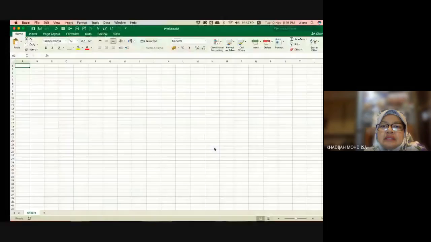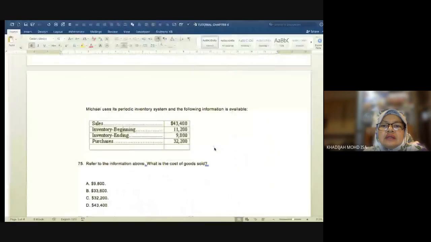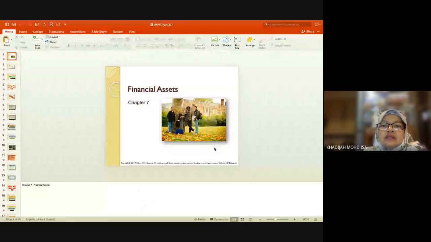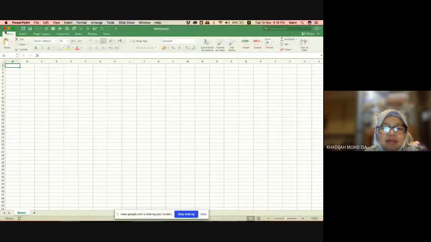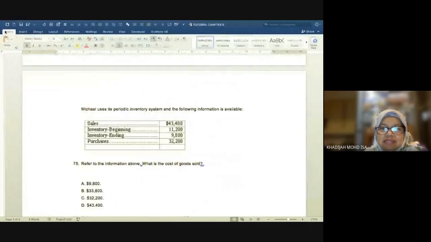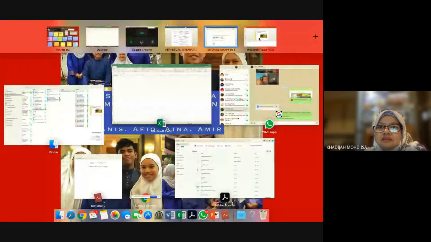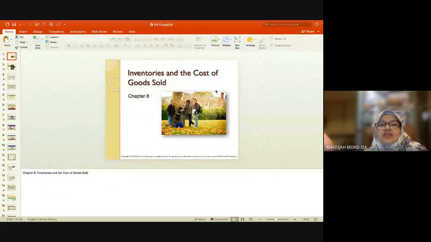Inventory system. So it's a continuation to the chapter on financial asset. I don't want to look at financial asset. I may do a recording on that financial asset. Okay, inventory and cost of goods sold, chapter 8.